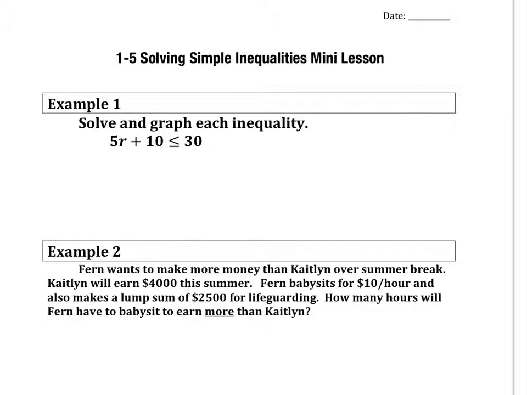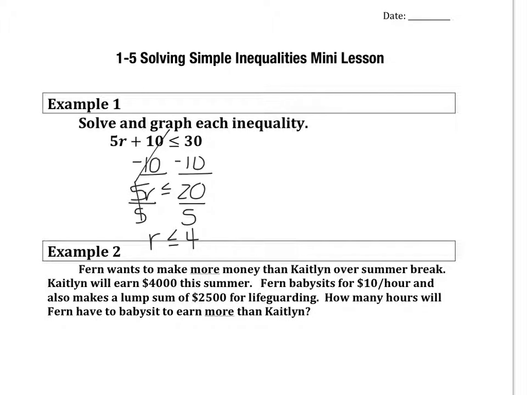So we have 5r plus 10 is less than or equal to 30. Instead of adding 10, we're going to do the opposite operation. We're going to subtract 10 from both sides of the inequality. We're left with 5r is less than or equal to 20. Then our final step here would be to divide by 5, because it's the opposite of multiplying by 5. r is less than or equal to 4.